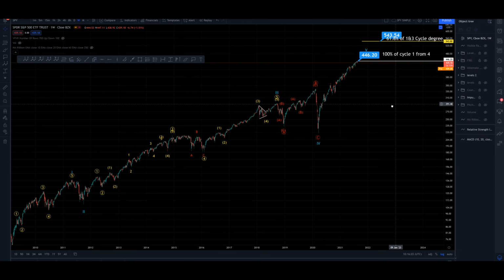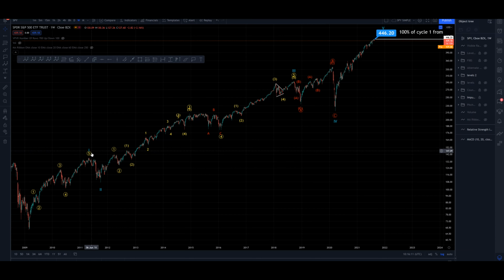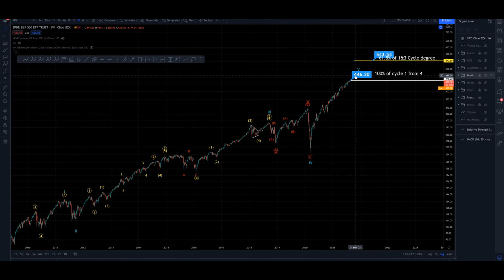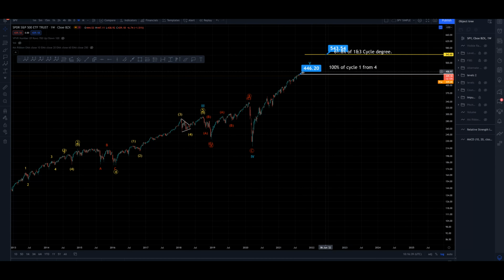Okay, so here's the first level that I find quite interesting, which is 100% of cycle 1 from 4. So if I take the length of cycle 1 here and project it from cycle 4 here in a log scale, I get this number here, 446.20, slightly higher than that actually, just ever so slightly. And then we have my labeling here saying 100% cycle 1 from 4. Now this is a typical Elliott Wave target for wave 5 if we get an extension in the wave 3, and we did get an extension in the wave 3. So on a log scale we've literally come straight to target and reversed in the last day.